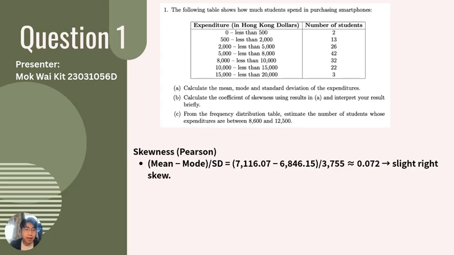This gives us a standard deviation of about $3,755. And then we're going to calculate the skewness, using Pearson's coefficient divided by the standard deviation, and our result is around 0.07. So it indicates slightly right skewed data.